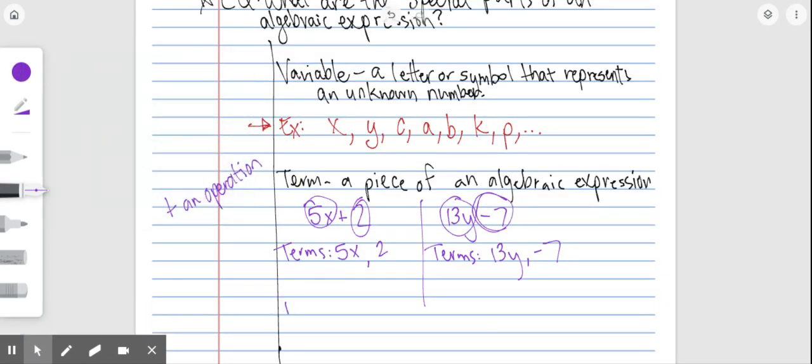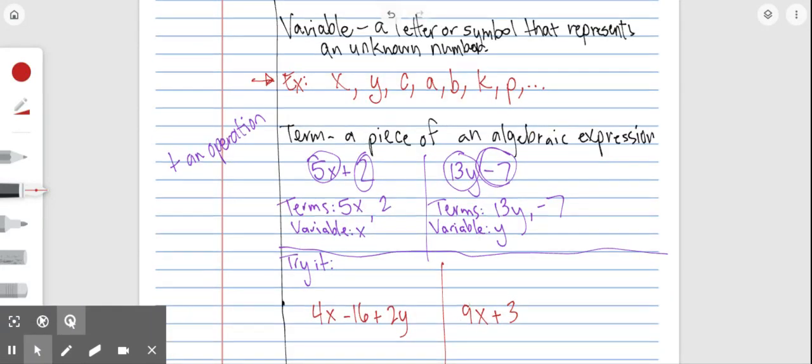Okay, try it. I'm going to have you identify not just the terms, but also what are the variables. So in these first two, x is the variable. So the variable is x because it's the letter. And in this one, the variable is y because y is the letter. So here are some try-its.